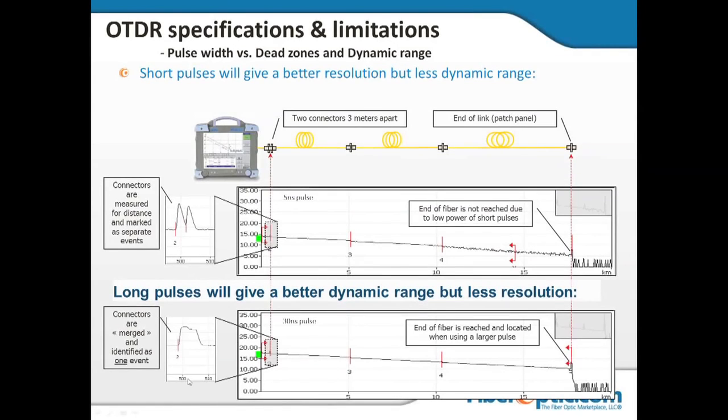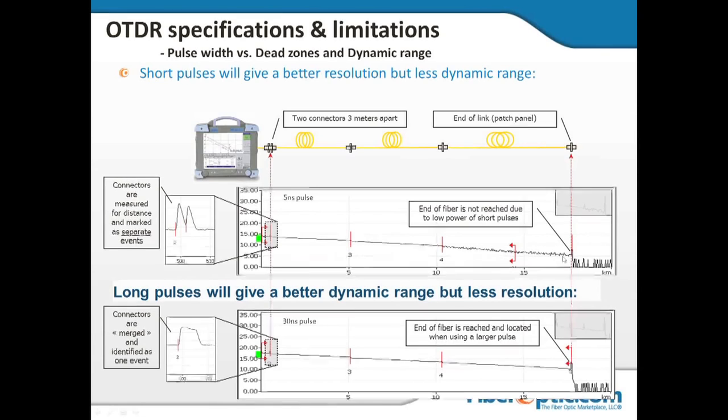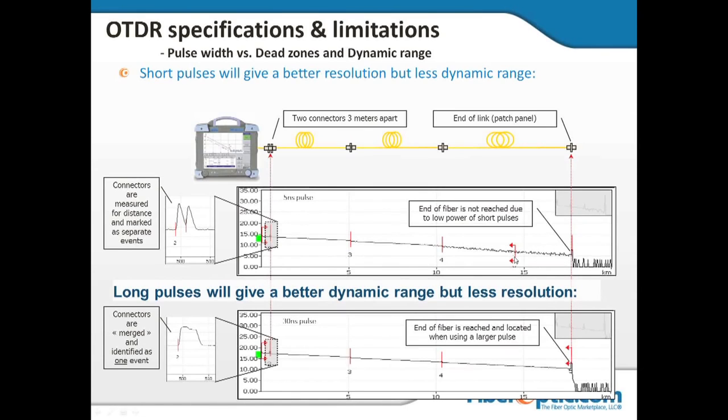Here's another quick example of a narrow pulse width. We see our two events starting to separate, but we get noise out here. Sometimes it'll get so much noise, in fact, that the OTDR will see the end of span before you get to the end of the span.